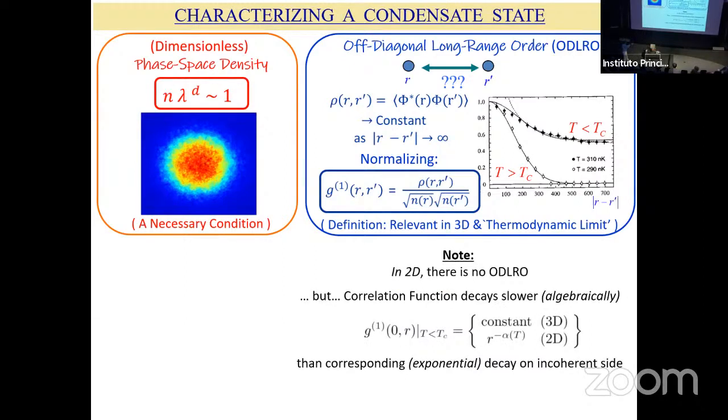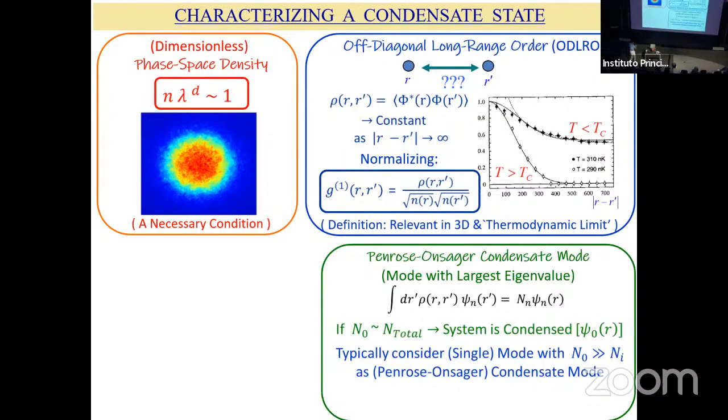So I should note already here, of course, in 2D, there is no off-diagonal long-range order. One talks about quasi-long-range order. And then if you're thinking about the decay of the correlation function, rather than tending to a constant plateau at the edge of your system, it actually decays, but not with the exponential decay, but with the slower algebraic decay signaling sort of quasi-long-range order.